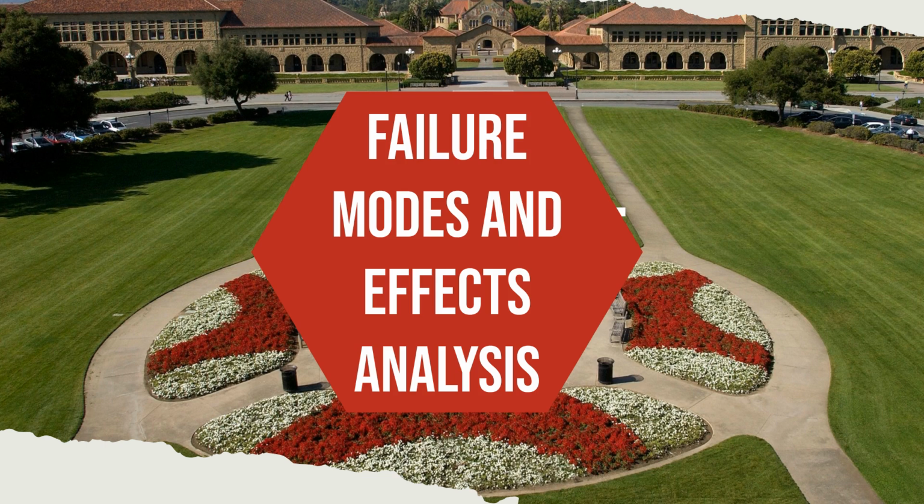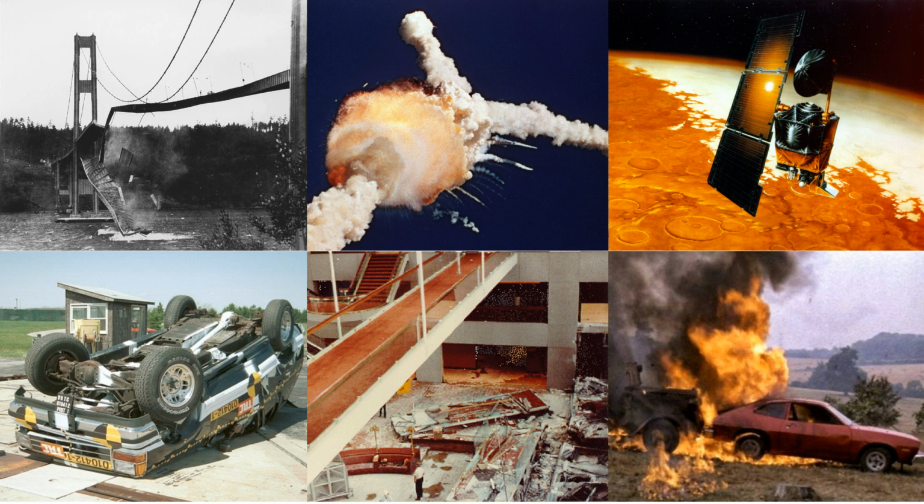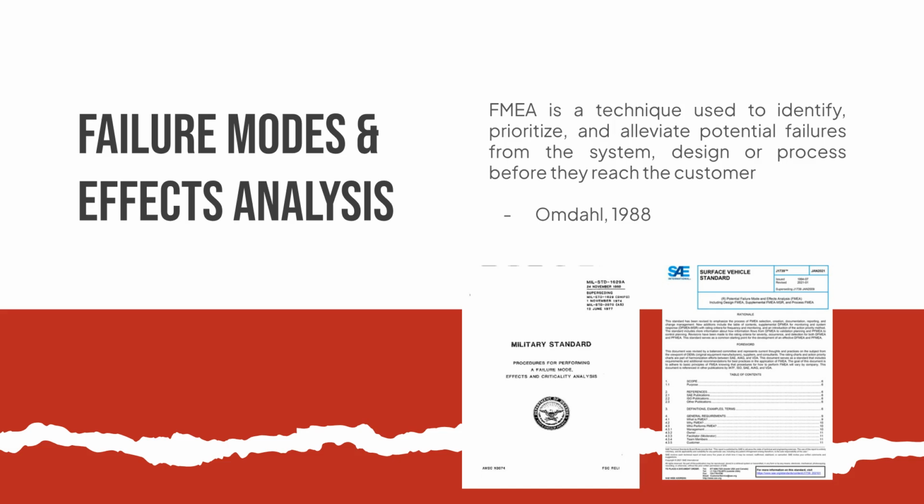FMEA is a valuable tool for identifying potential failures in a system, design, or process. Reliability isn't an accident, it's the result of a disciplined FMEA process. Failures can occur in various forms, from the collapse of the Tacoma Narrows Bridge, to the disappearance of the Mars Climate Orbiter, to the explosion of the fuel tank of the Ford Pinto. The key is to identify, prioritize, and alleviate potential failures before they reach the customer.